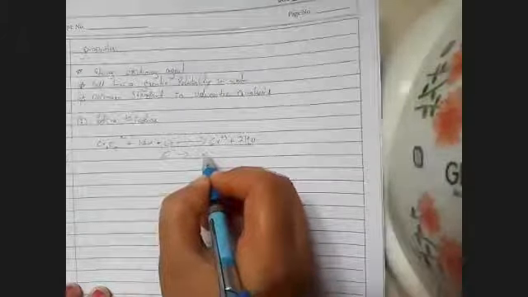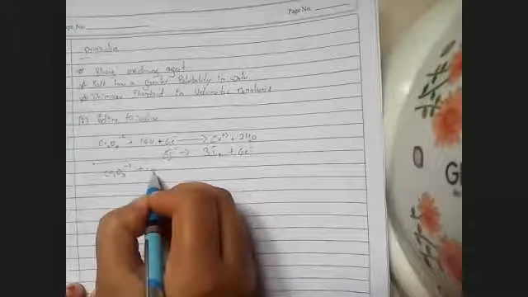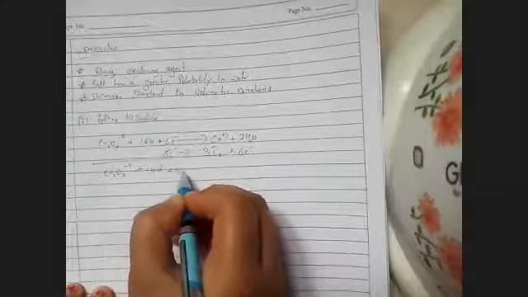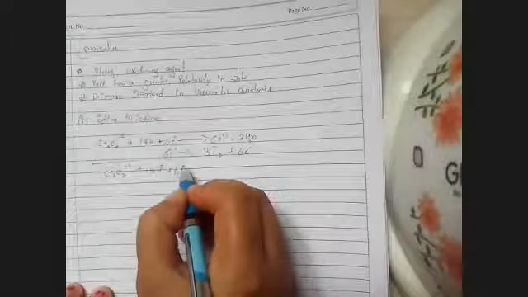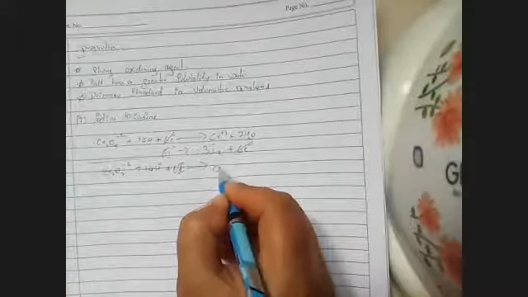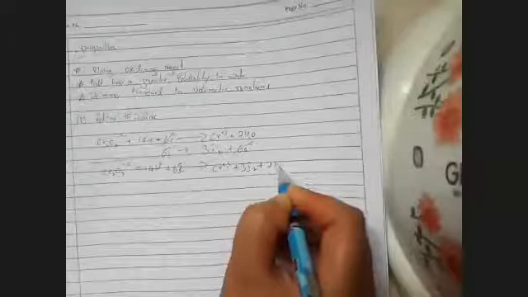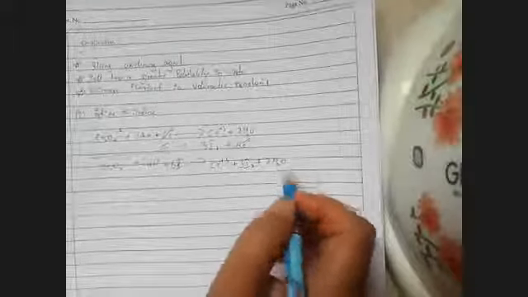Next, the iodide will give you like this: 6I minus gives 3I2 plus 6 electrons. So the overall reaction will be like this: Cr2O7 2- plus 14H plus plus 6 iodide. The 6 electrons from here and 6 electrons from here cancel, giving rise to 2Cr plus 3 plus 3I2 plus 7H2O. This is how this dichromate will interact with iodide.